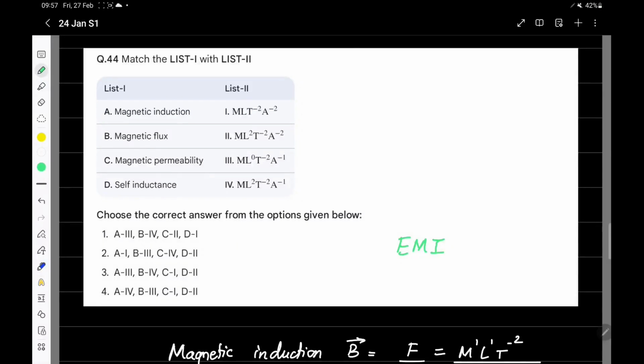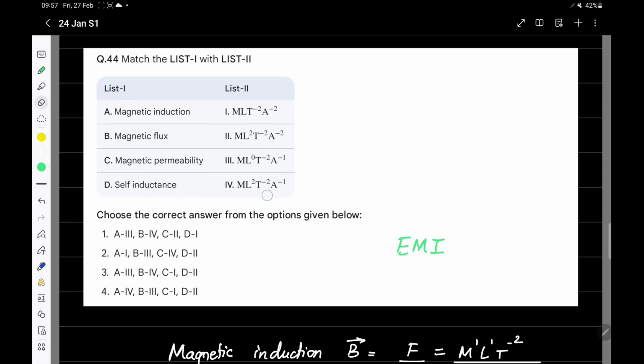Hello students, we are solving a question which is mostly from electromagnetic induction. It is a match the following question from 24th January shift 1 of JEE Mains 2026. On the list 1 side we have 4 physical quantities whose dimensions we should match with list 2.